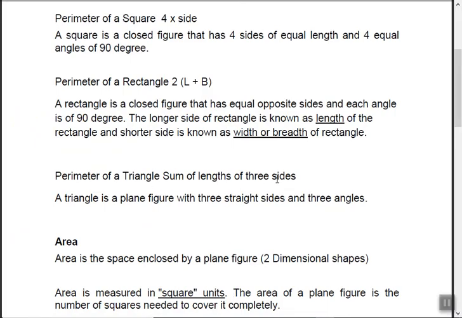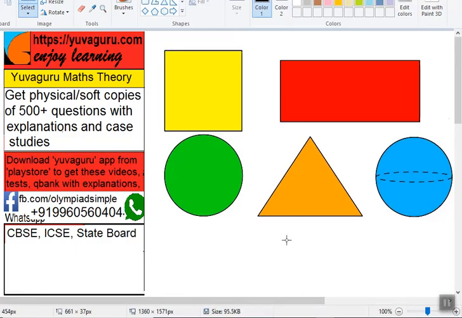Perimeter of a triangle is the sum of the lengths of the three sides. Means what? A triangle is a plane figure with 3 straight sides and 3 angles. Right? So this triangle, 3 sides. Add all these 3 sides and it will be the perimeter. Triangles are of three types: isosceles, scalene and equilateral. Isosceles means 2 sides equal. Equilateral means all 3 sides equal. Scalene means no side equal.